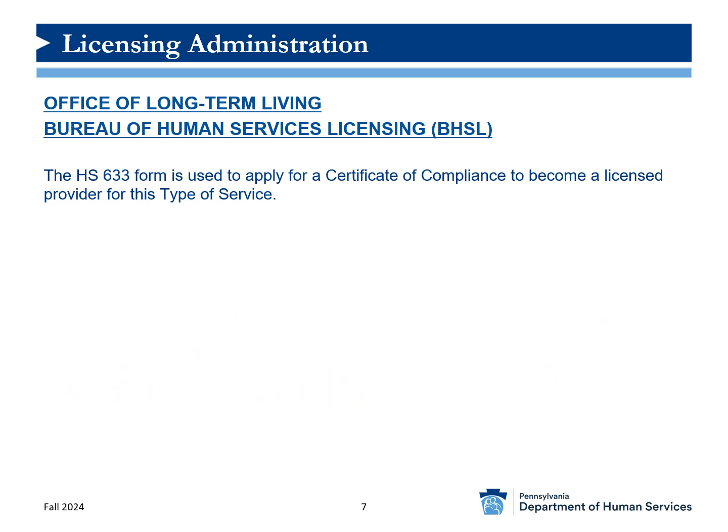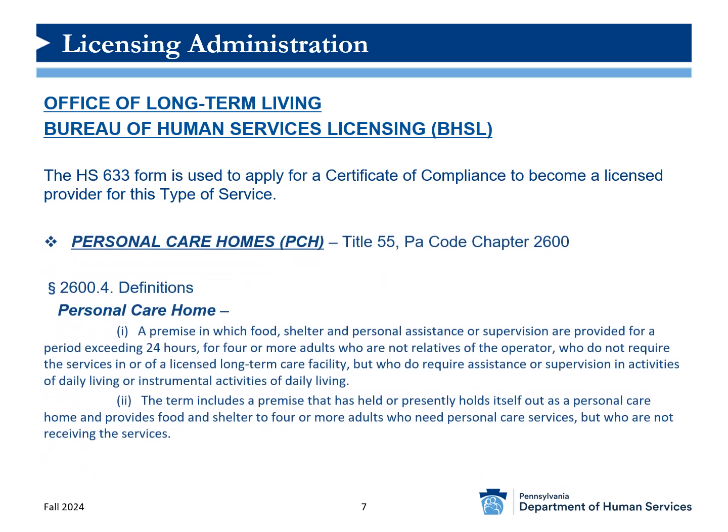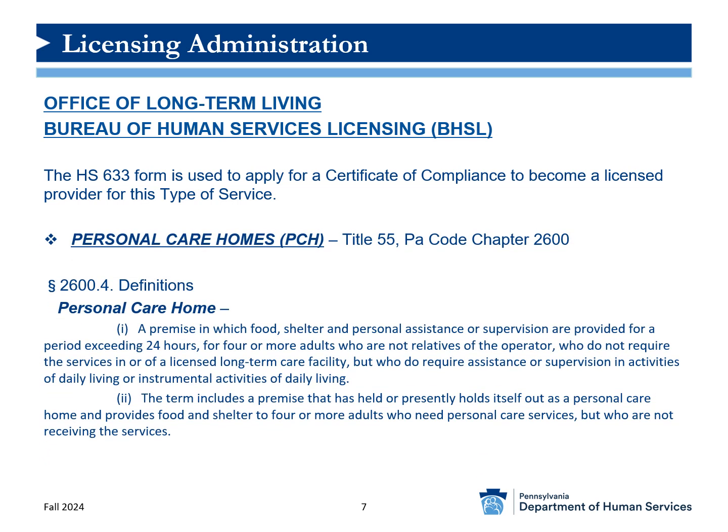The Office of Long-Term Living, Bureau of Human Services Licensing, BHSL, also uses the HS 633 form to apply for a certificate of compliance to become a licensed provider for personal care homes, or PCH. The definition of a personal care home is listed here, and it is also found in the Chapter 2600 regulations pertaining to personal care homes.